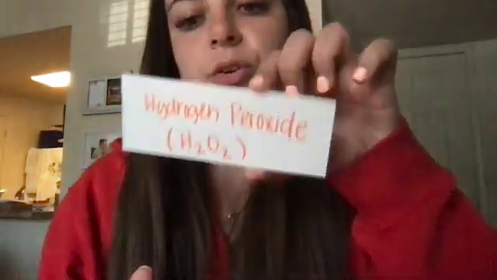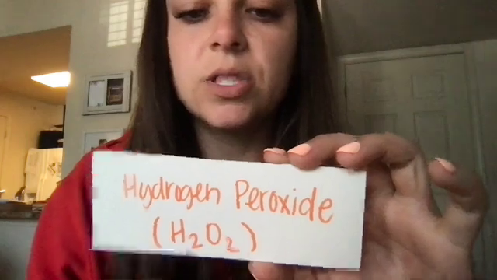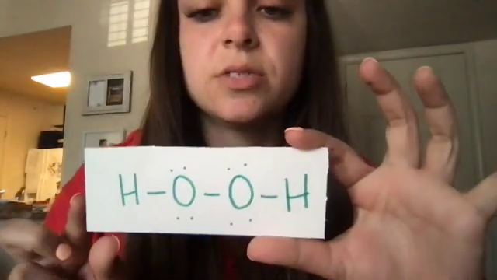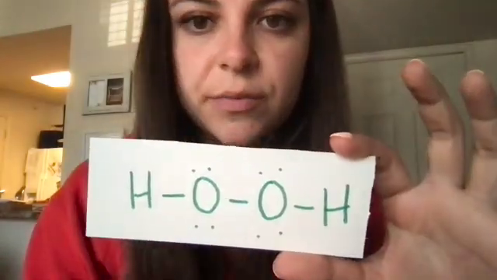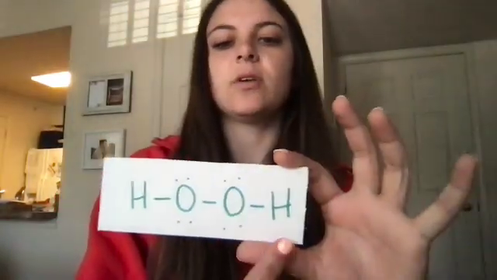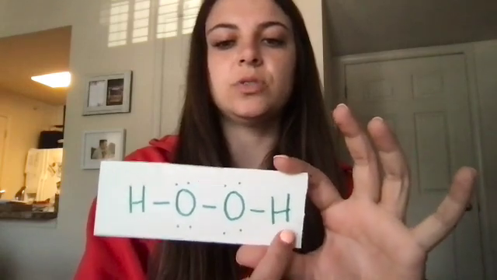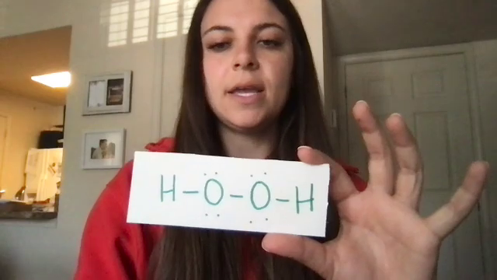Hydrogen peroxide is a great example of a covalent bond. So we've got H2O2, and here's its Lewis dot structure, just for a little bit of reference and background information. That gave our hydrogens 2 electrons, and it gave our oxygens 8 valence electrons.